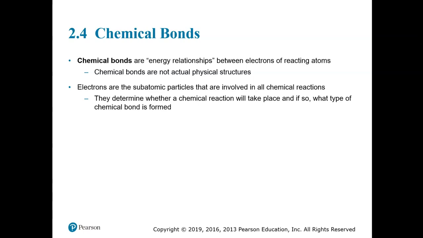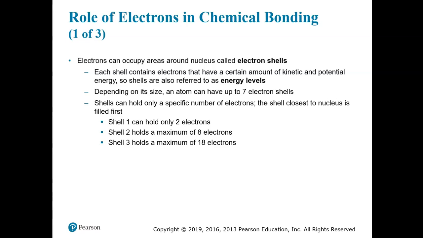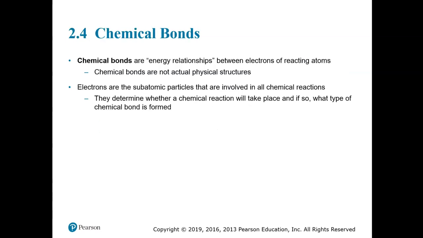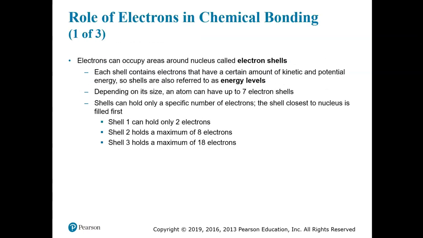Moving on to section 2.4, chemical bonds, first of all, we have to talk about electrons because it is the electrons in the outermost energy level, which we call the valence electrons, for an atom that determine its chemical properties and whether or not it will combine with other atoms. So we need to understand a little bit about electrons and their location within the atom.